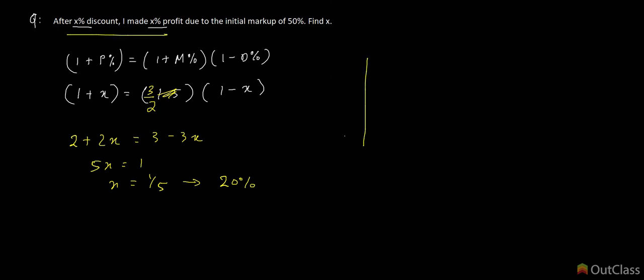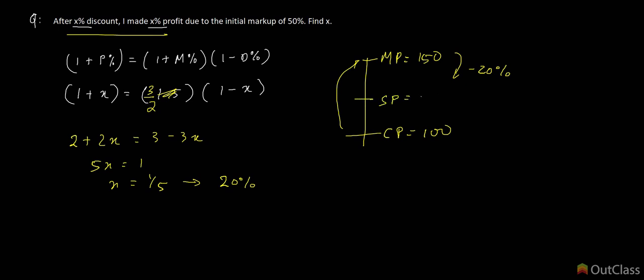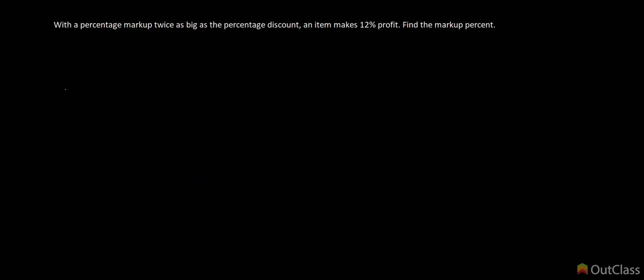If you have a cost price of 100 and you mark up by 50%, you'll have a mark price of 150. Minus 20% will take you, 20% of 150 is 30 rupees, so your sale price is going to be 120. And you notice that you have a 20% profit as well. So your 20 was correct. Let's look at one more example.